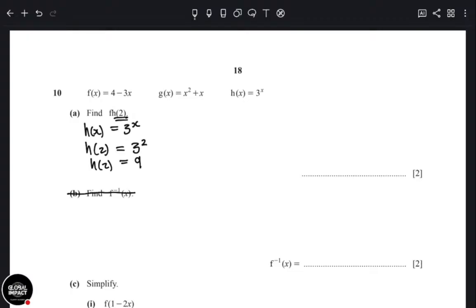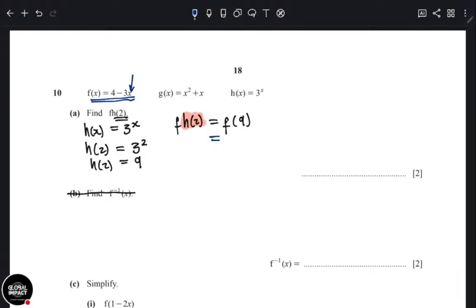So now, if we want to find fh of 2, this is the same as finding f of 9, because h of 2 is 9. So we are just finding f of 9. What is our f of x? This is our f of x. We are putting 9 into f of x.